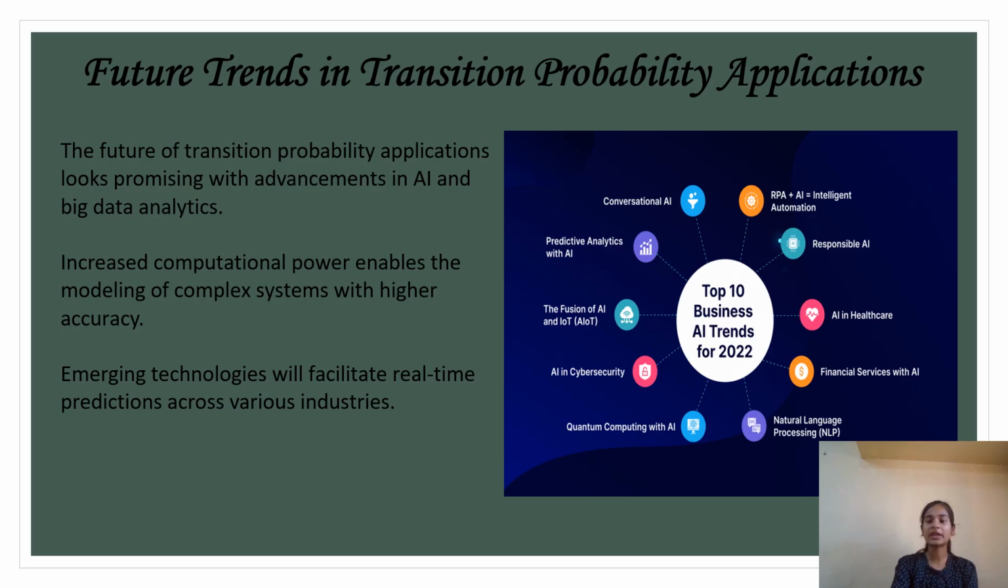Top 10 business AI trends in 2022 are conversational AI, responsible AI in healthcare, financial services with AI, natural language processing, also known as NLP, quantum computing, AI in cybersecurity, the fusion of AI and IoT, and predictive analytics with AI.